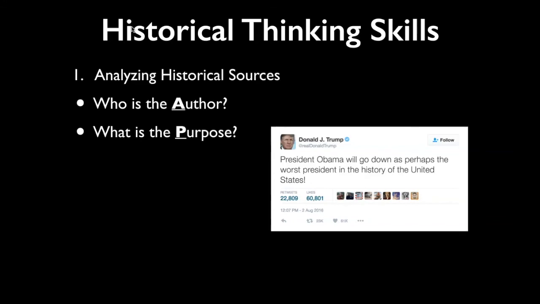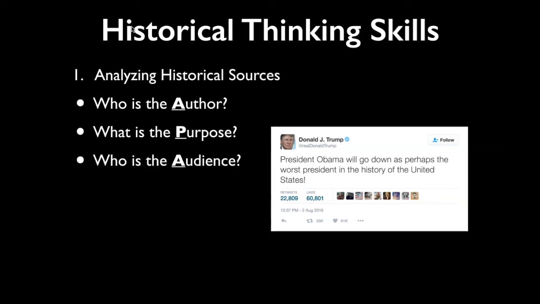Second thing we have to ask ourselves, what is the purpose? Why does Donald Trump tweet? What is the purpose behind using that medium in particular to send out messages? And the purpose behind this may be to engage in exaggerated or hyperbolic conversation to draw attention and attract followers, to gain media attention based on the things that he's saying.